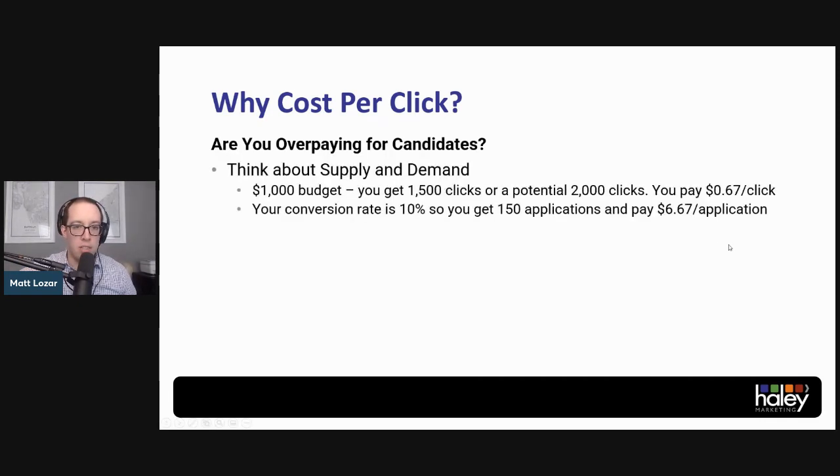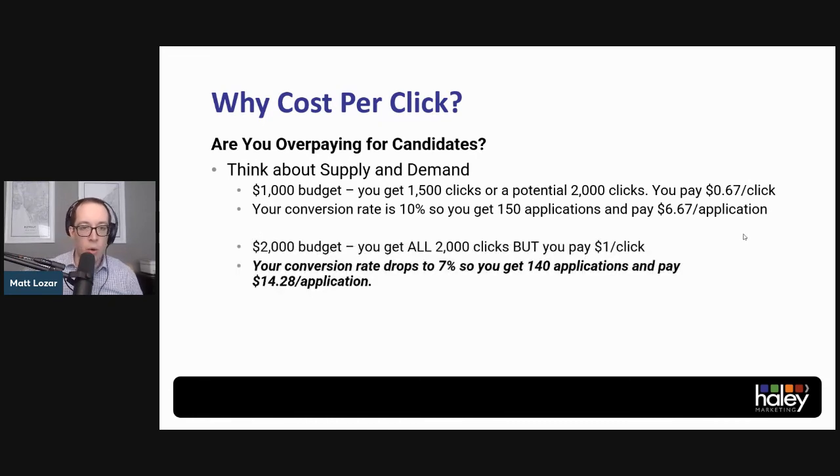Let's follow through with our example. Same one at the start: $1,000 budget, 1,500 clicks a month, 67 cents per click, conversion rate of 10%, 150 applications, you pay $6.67 per application. Now, we have our $2,000 budget. You have all the clicks. You paid $1 per click. Same thing. But your conversion rate dropped. Went down to 7%. Could be a variety of reasons why, which we'll talk about. But you only received 140 applications.